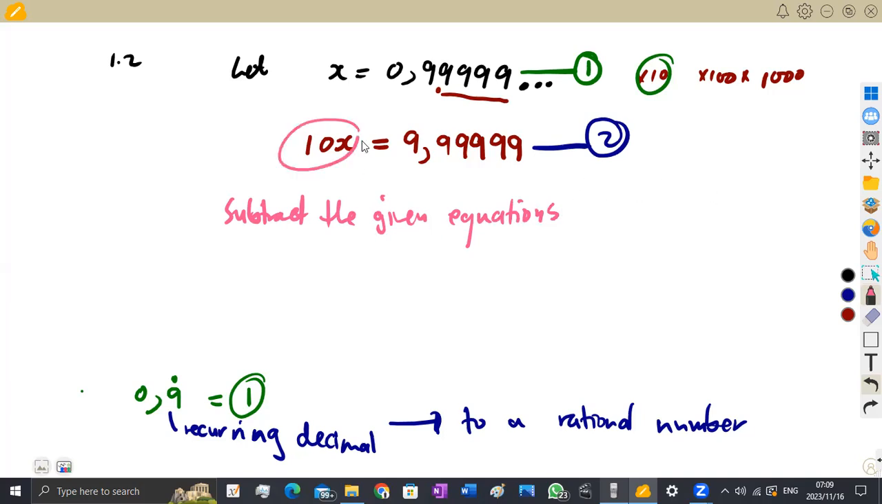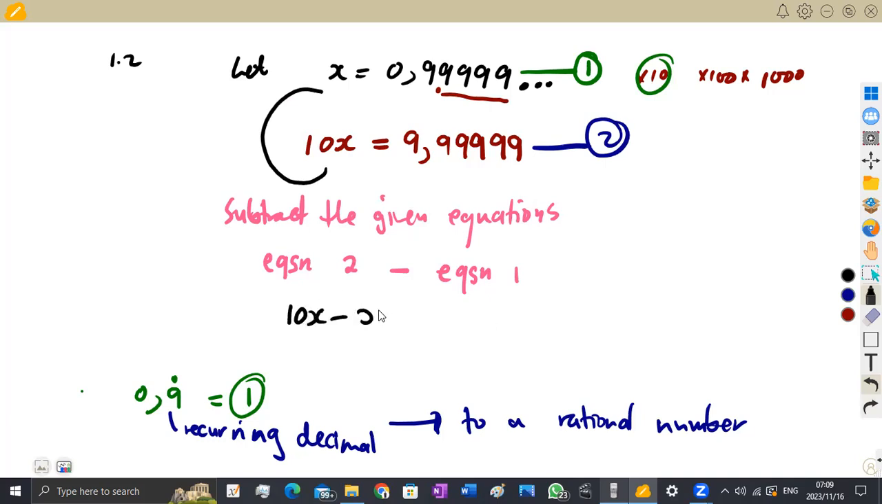Since I've got bigger values in equation 2, it's going to be easier for me not to work with the negative, but to work with positive. So I'm simply going to subtract. I'm going to write the equations in short like this. I'm going to subtract equation 2 minus equation 1. It means I'm going to subtract the x terms together. So it's going to be 10x minus x, which is 1x. So 10x minus x is equal to, I subtract the numbers together, from equation 2 to equation 1.